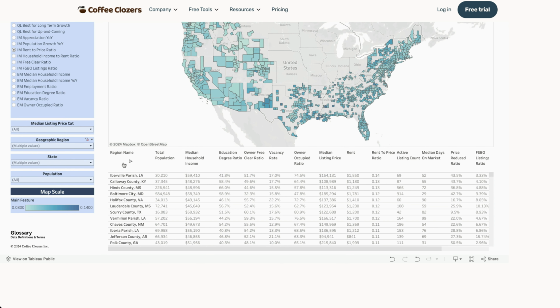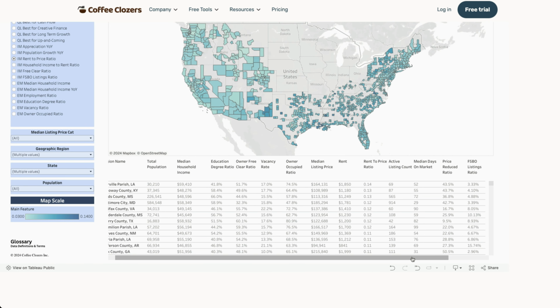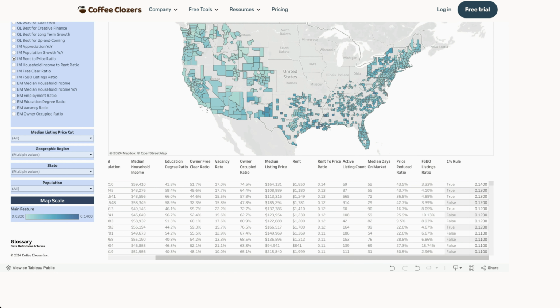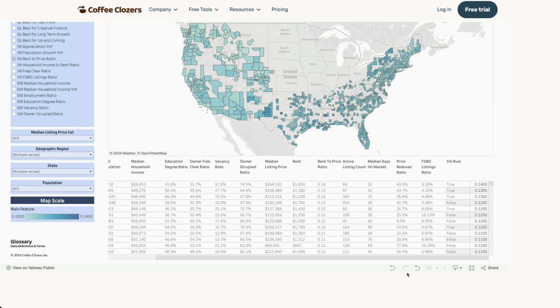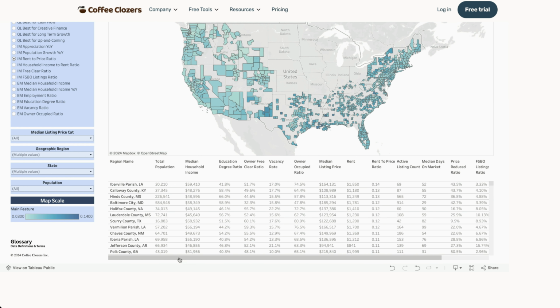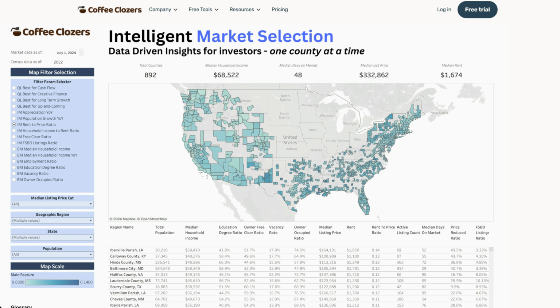And here we could see all of the regions in order by what we selected. So rent to price ratio, if we scroll over to the right, the rent to price ratio is here, 0.14 being the highest. So if we were to assess of what we filtered, the highest cash flowing area is this parish in Louisiana. We can also look at more info like total population, median household income, etc. So this really helps to get everything into one spot.